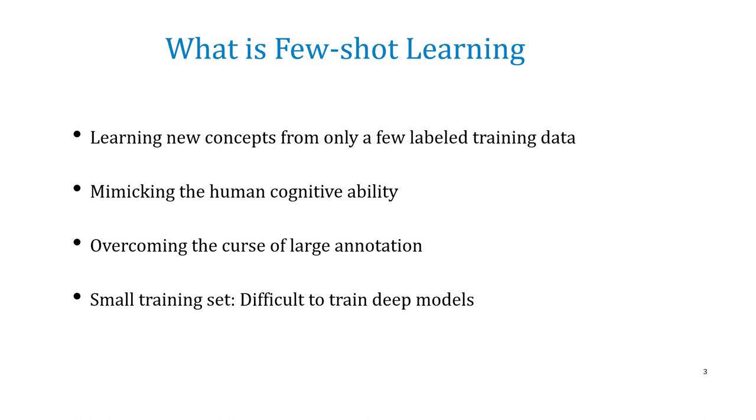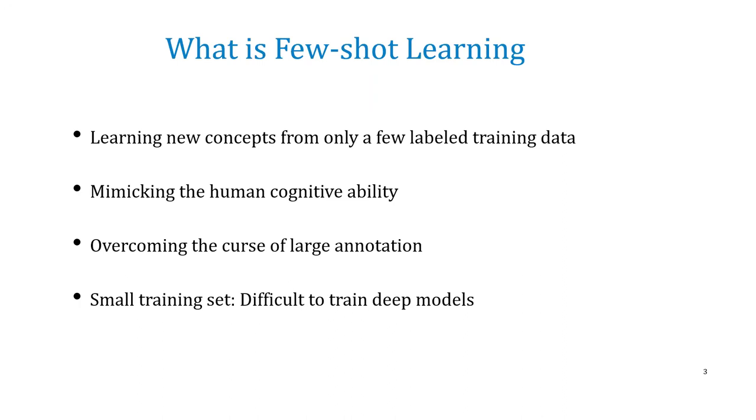Before going into the details of our method, I'd like to give you a brief introduction about few-shot learning. So few-shot learning is an attempt to mimic the human cognitive ability. Human beings can learn about new concepts only from a few labeled training data. For example, if we try to teach a kid about the appearances of different animals, we need only a few images of each animal to teach the kid what a particular animal looks like.